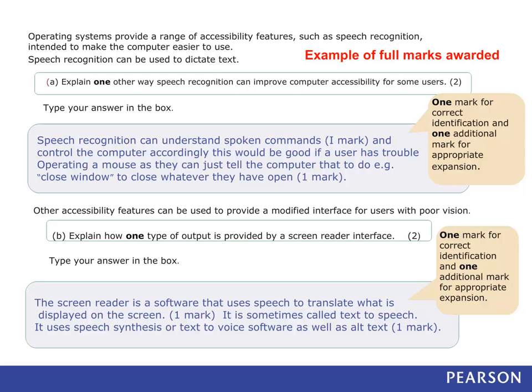This screen shows an example of how full marks can be awarded. Here we see a 2-mark response to Part A, 1 mark awarded for correct identification, and 1 additional mark for appropriate linked expansion. Here we see a 2-mark response to Part B. Again, 1 mark awarded for correct identification and 1 additional mark for appropriate linked expansion.